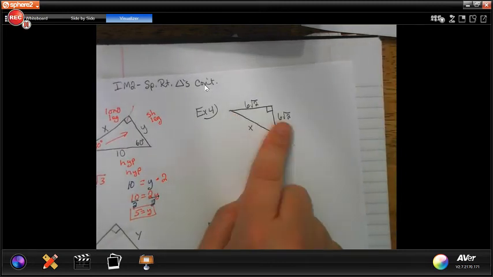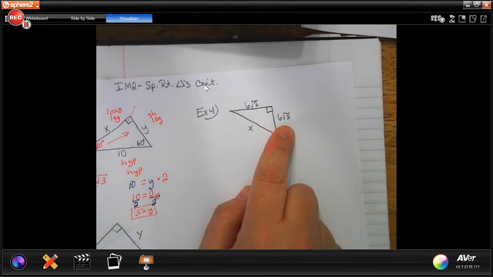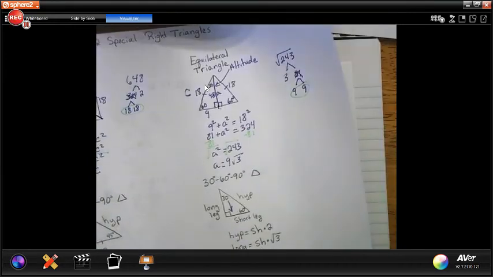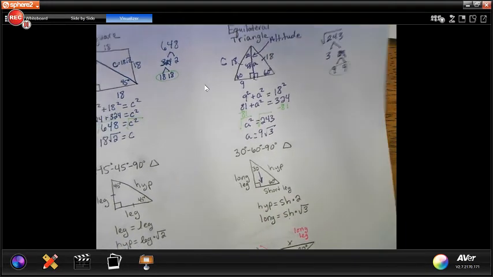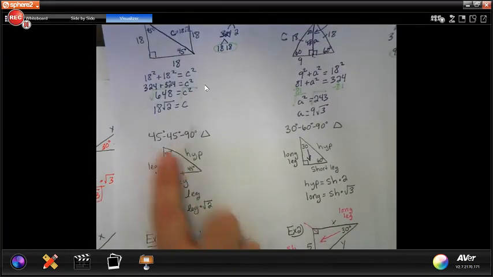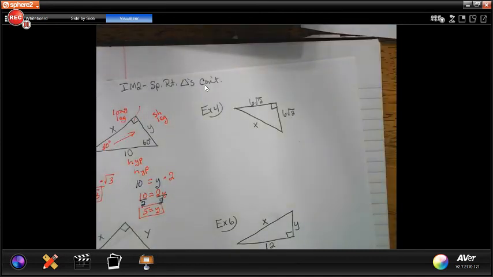Example 4. Notice we have two equal sides, 6 radical 2 and 6 radical 2. Well, there's only one kind of triangle that has two equal sides. Since a long leg, a short leg, and a hypotenuse are not two equal sides, this one has two legs that are equal. Leg equals leg. So our hypotenuse equals leg times radical 2. Plug it in.